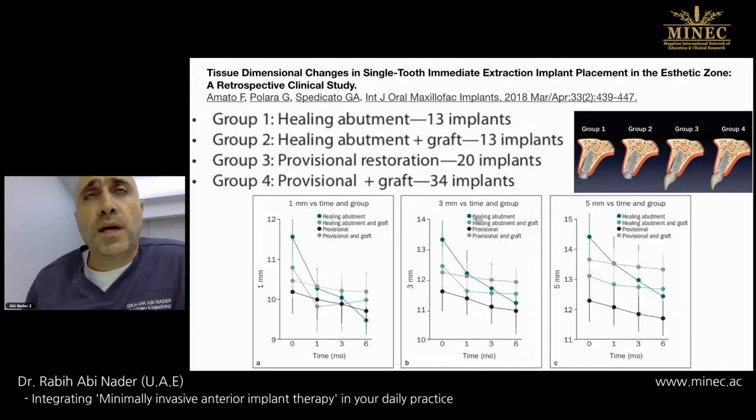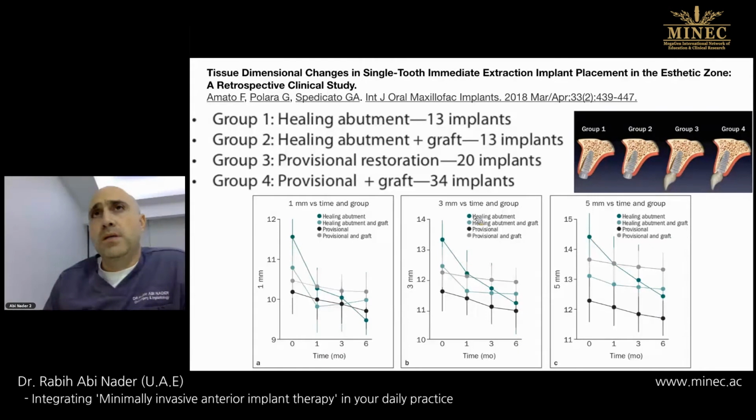Another study by Amato, published in 2018, also had 4 groups. One group had only a healing abutment, the second a healing abutment and graft, the third only a temporary, and the fourth a temporary and graft. As you can see on the graph in gray, the stability at 1, 3, and 6 months of group 4 is really very stable. At 1 millimeter, at 3 millimeters, still stable, at 5 millimeters, still stable.